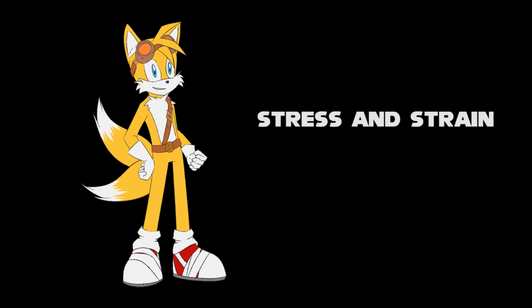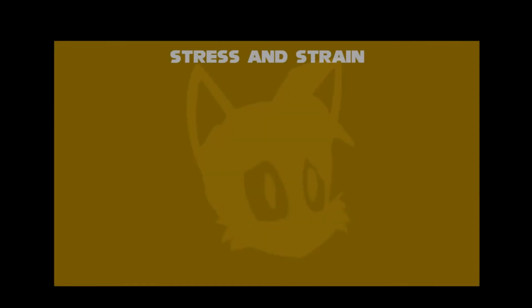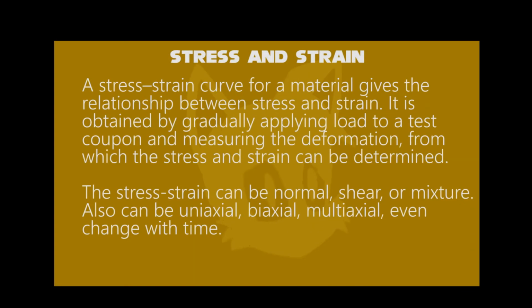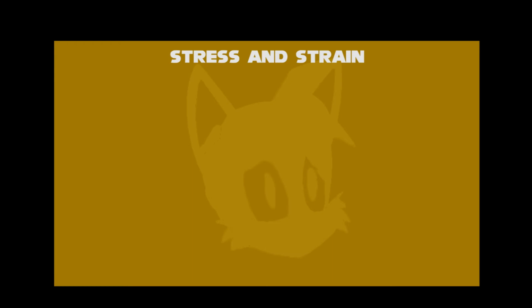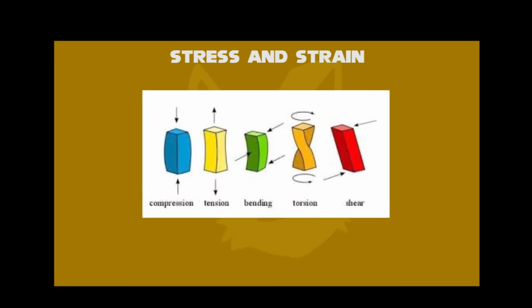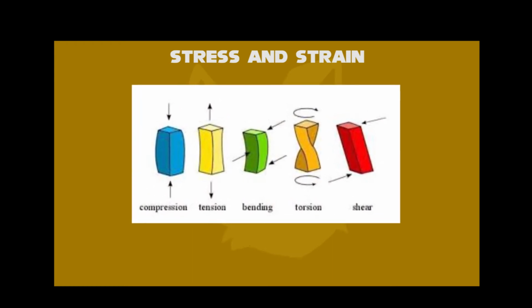We will learn about stress and strain. Stress and strain gives us a relationship of a curve, which is obtained by gradually applying load to a test coupon and measuring the deformation, from which the stress and strain can be determined. The stress and strain can be normal, shear, or a mixture, also can be uniaxial, biaxial, or multiaxial, and even change with time. The form of deformation can be compression, stretching, torsion, rotation, and so on.